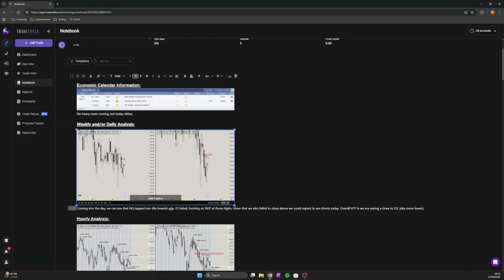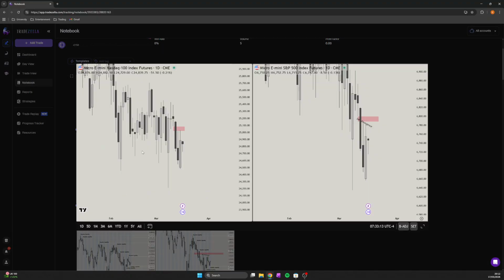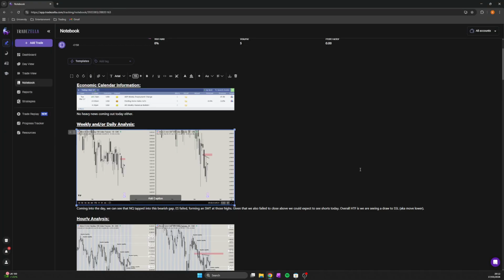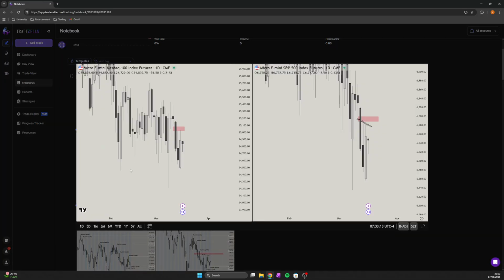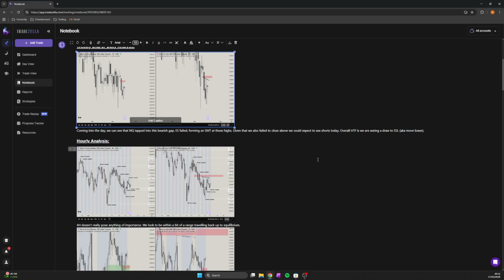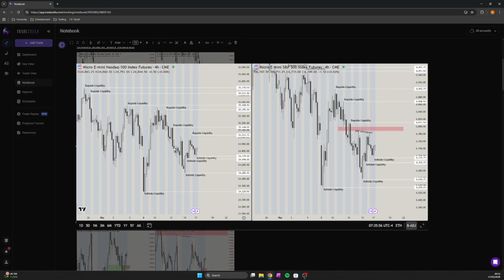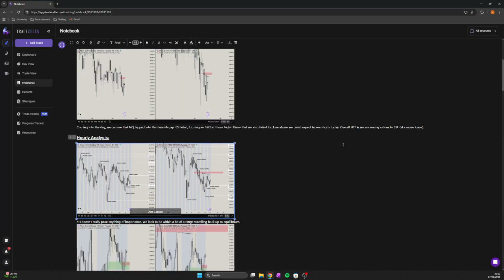So today we see that bearish gap, ES fell from an SMT at those highs. Given that we failed to close above, we could expect to see shorts today, right? Overall, the high time frame has the draw to these lows and obviously the more long-term ones, okay? The 4 hour doesn't really provide a lot of information, apart from highlighting that SMT at the bearish gap, okay?